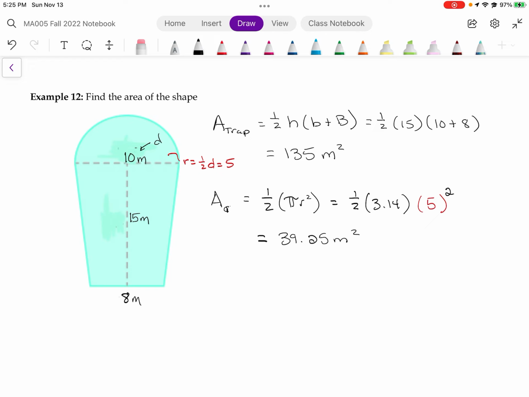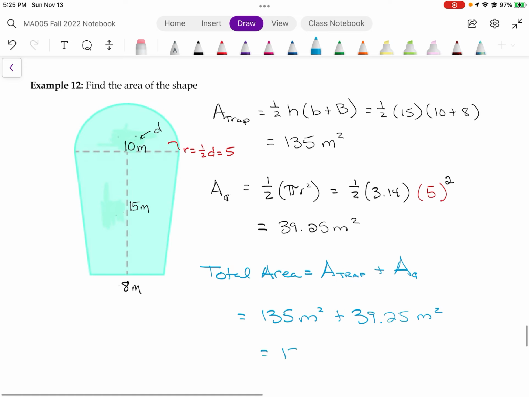All right, so now the total area is the area of the trapezoid plus the area of the semicircle. And that gives me 135 square meters plus 39.25 square meters, which is 174.25 square meters. So don't let these throw you. Take them apart into shapes that you have formulas for.